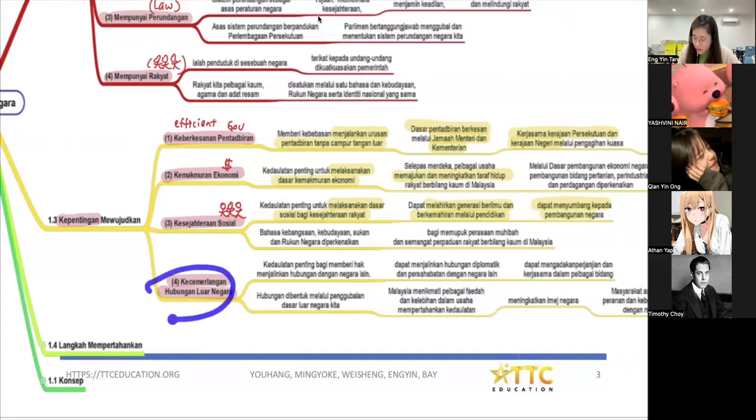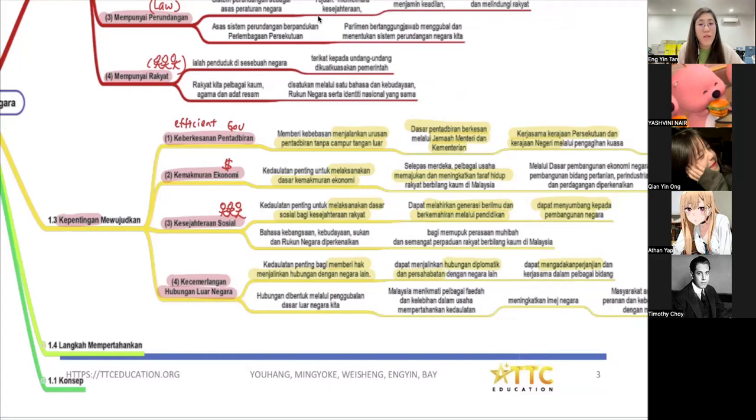Okay? So the next one here, kecemerlangan hubungan luar. The importance of having the kedaulatan is we are able to make decisions on our diplomatic relationships. We can make decisions already. See, penting memberi hak menjalinkan hubungan dengan negara lain. So whether it is diplomatic or persahabatan, we can make our own decision, and we will mengadakan perjanjian sendiri, kerjasama, and we gain benefits. Last time, the British controlled our hubungan luar. That's why we could not simply sign agreements. Last time, we needed to ask the resident, the penasihat British, for all their advice. But now, no need.